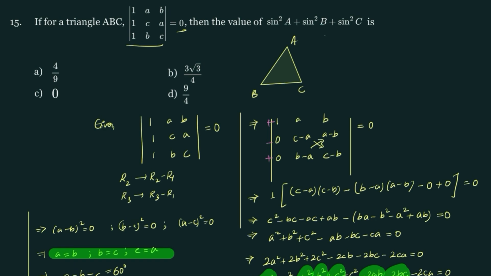We need to find the value of the given expression. So sine square A is sine square 60 degrees, sine square B is sine square 60 degrees, and sine square C is sine square 60 degrees. So there are 3 sine square 60 degrees, and this equals 3 times sine 60 squared. Sine 60 is root 3 by 2, and root 3 by 2 whole square is 3 by 4. So it will be 9 by 4. That means the correct option for this question is option D, that is 9 by 4.